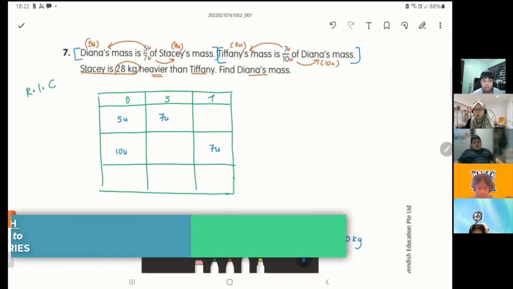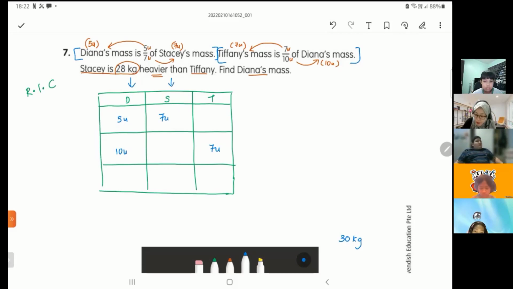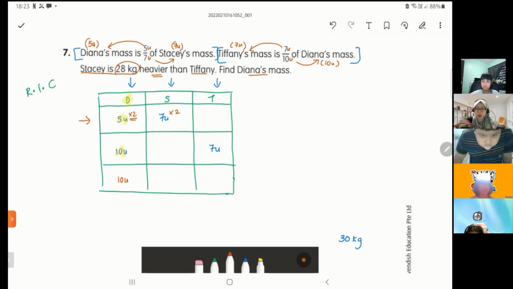Can you see who is repeated? Whose column has more than 2 numbers? Column is going downwards. Whose column has more than 2 numbers? This person, right? Diana has 5 and Diana has 10. So you must make sure that Diana only has 1 number. So I'm going to change the smaller one to become the bigger one. So I'm going to change everything into 10 units only. So 5 times 2 becomes 10. So if this is times 2 for the first row, then Stacy will also have to do the same because they are in the same row. Row is this way. Column is this way. Understand?